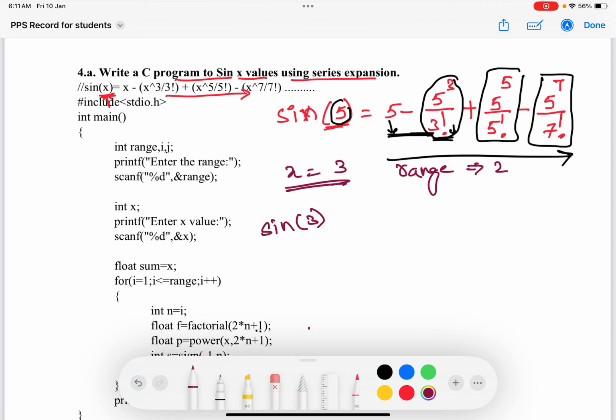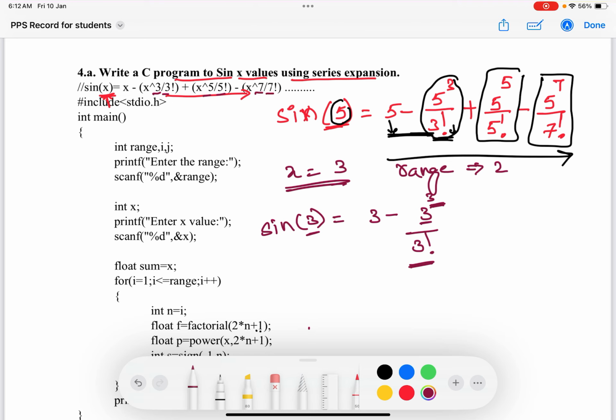So that will be sine of 3 is equal to 3 minus 3 cube by 3 factorial. So here I have to calculate the factorial value for each x term. I also should calculate the power value for each x term, right? Now if you see these cube values, coming to this expansion, 3 factorial, same, right? 5 factorial, 7 factorial.